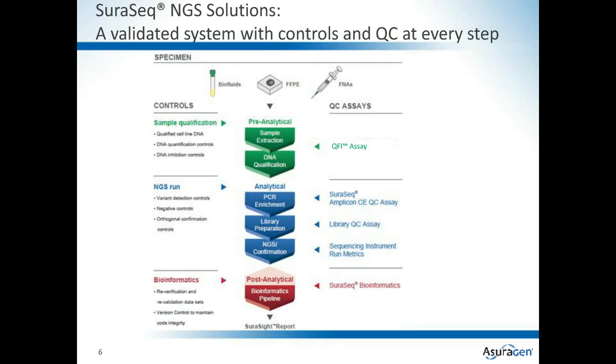Another key feature is in controls. So although we and many in the community find, for example, purified DNA from cancer cell lines to be very helpful, and they certainly are, we do favor using residual clinical materials whenever possible. And for this reason, Asuragen has access to a 100,000 member FFPE tumor bank for assay development and for validation.